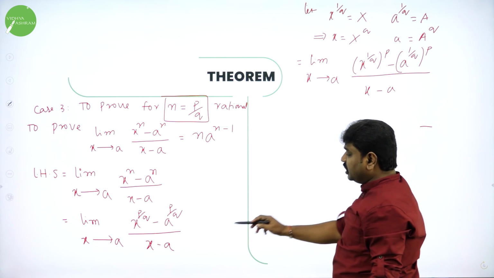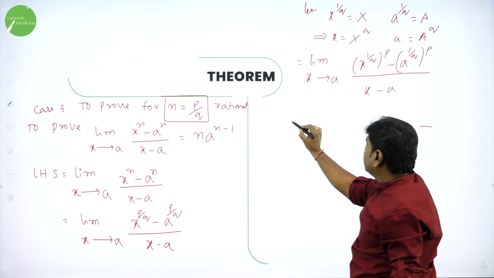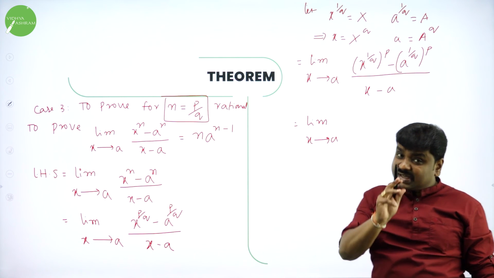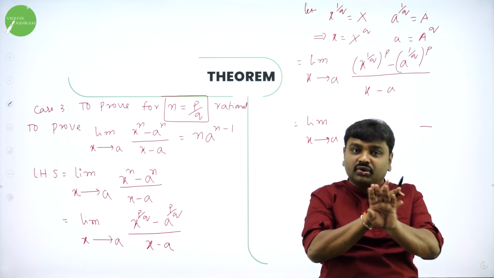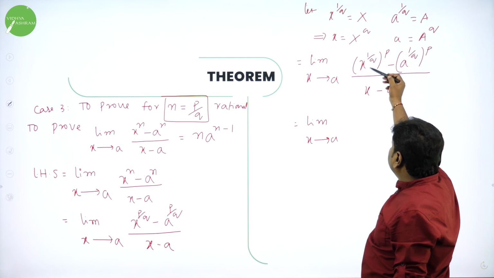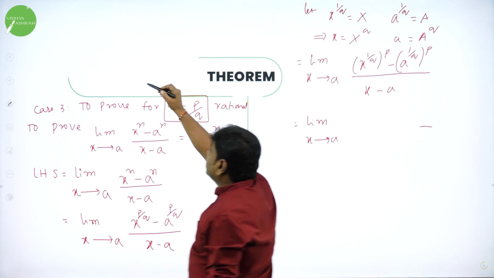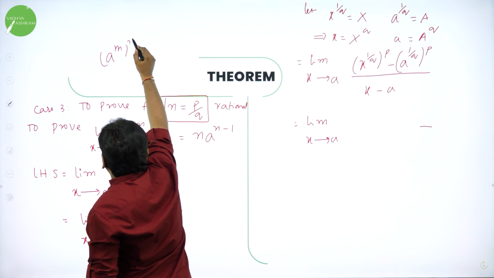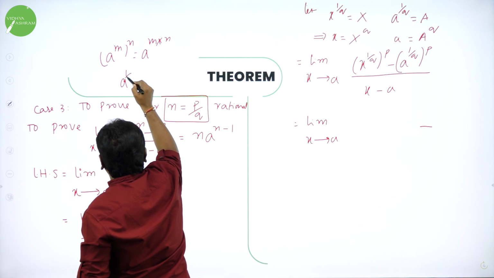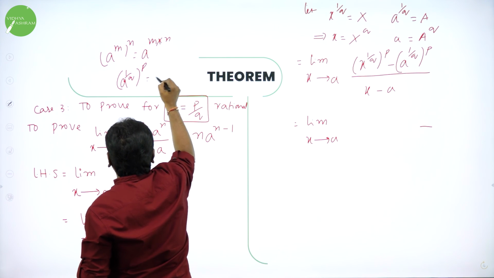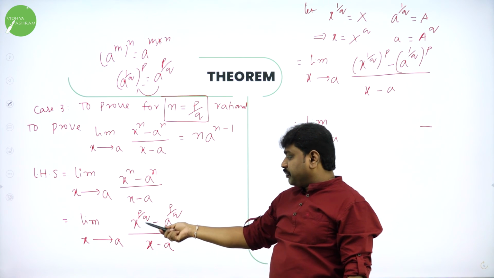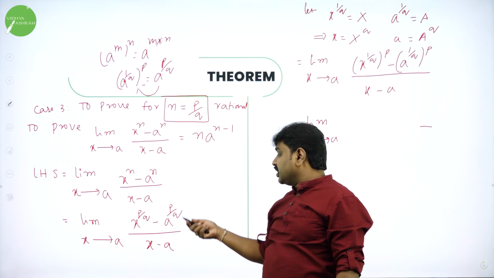My dear students, I am continuing here, but I am assuming some values. You know p by q means p is an integer, q is an integer, but 1 by q is not an integer. So 1 by q is separated. All of you know a power m whole power n is a power m into n. Do you agree or not? So a power 1 by q whole power p will become a power p by q. So instead of p by q I can write 1 by q whole power p. Here also we have p by q.